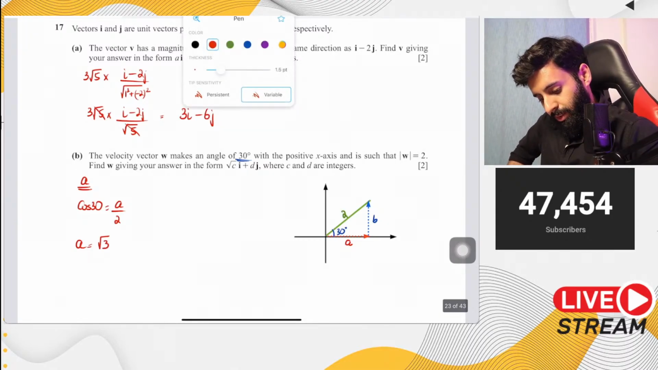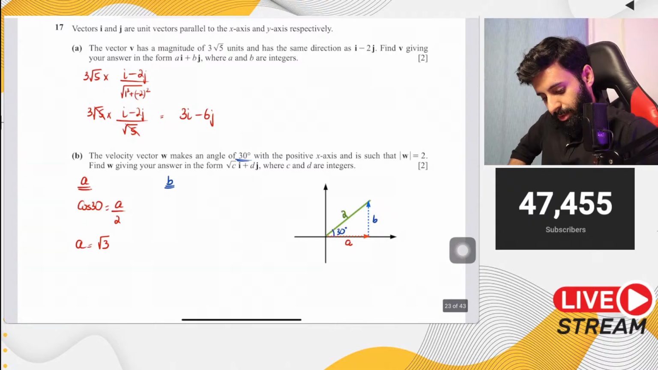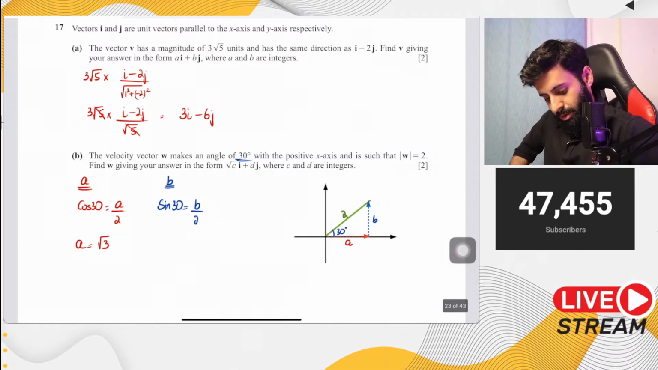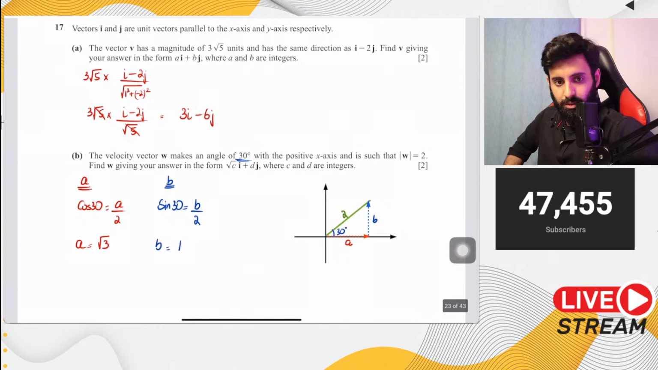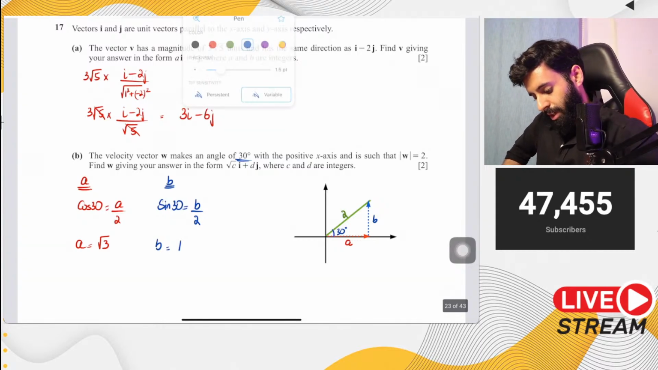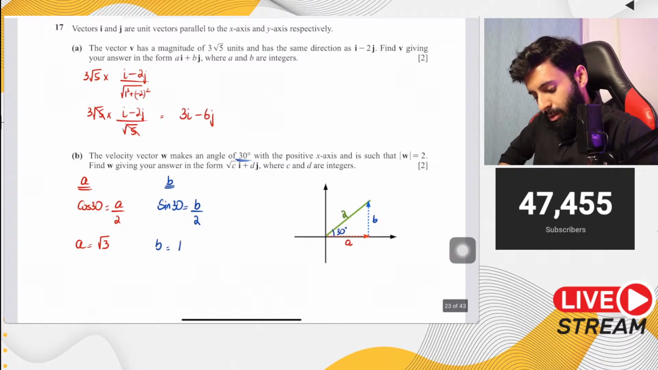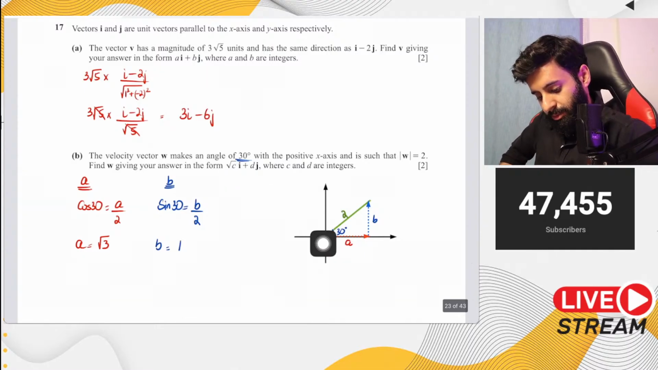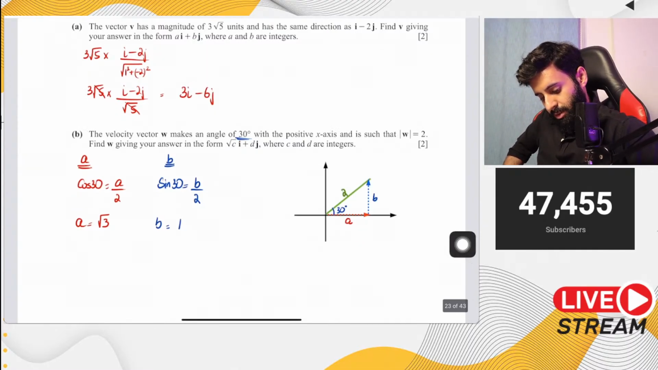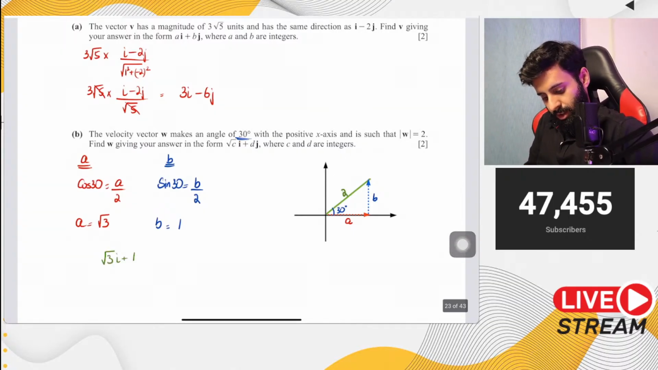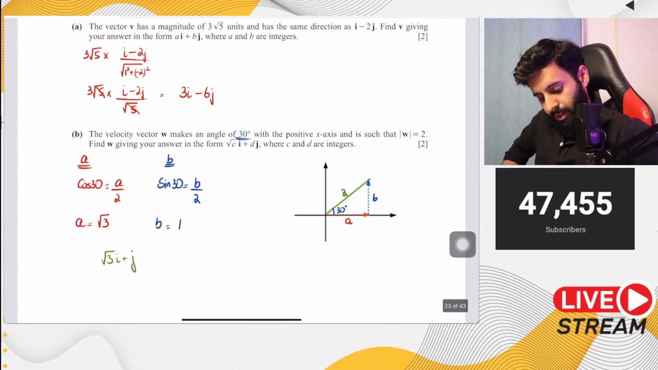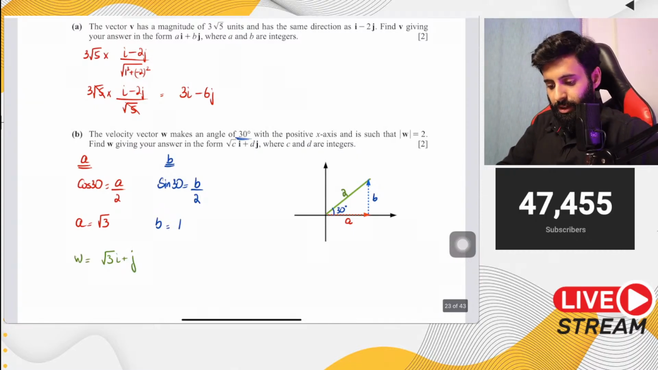Now for b, since b is the y component, we'll use sine. So sine 30 is equal to opposite, which is b, upon hypotenuse, which is 2. If you cross multiply, b turns out to be equal to 1. Now you can write down the final vector. Because it's in the first quadrant, x and y, both of them will be positive. So root 3 i plus 1j, or simply j, is your vector w in terms of i and j.